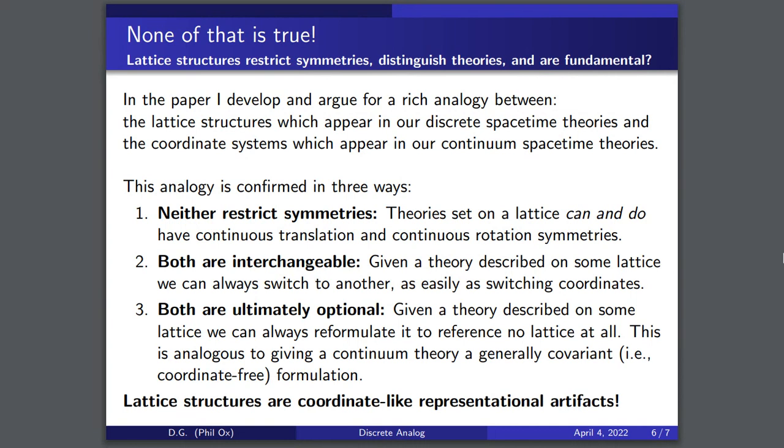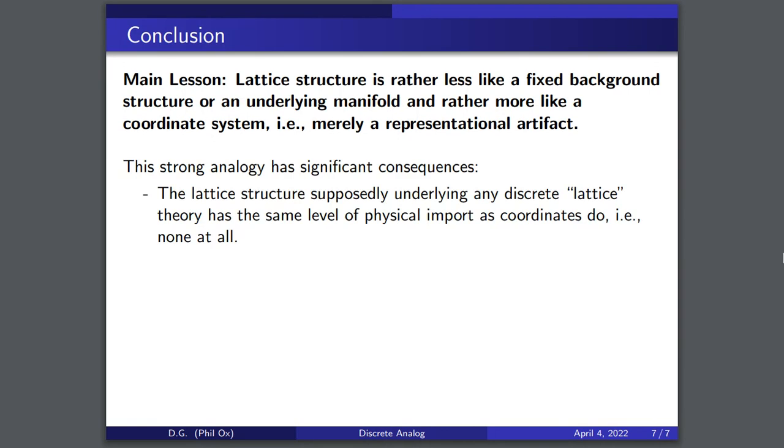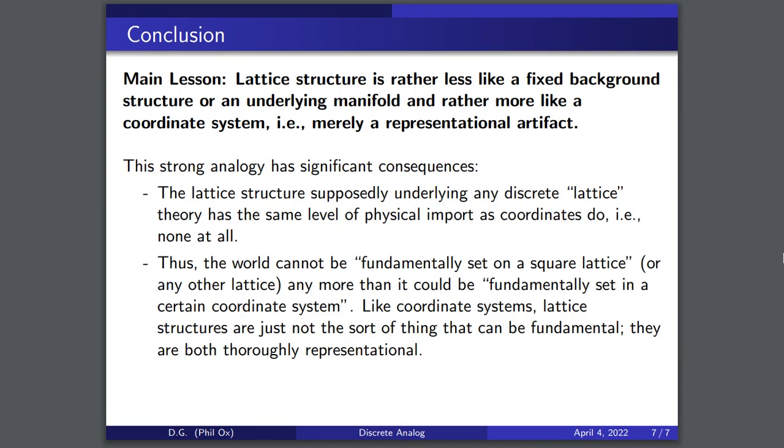Right. Ultimately, the goal of the paper is to show that lattice structures are coordinate-like representational artifacts. Right. In fact, that is the main lesson of the paper. Lattice structures are rather less like a fixed background structure or an underlying manifold, and they're rather more like a coordinate system, which is to say they're merely a representational artifact. Right. And this analogy has very significant consequences if taken seriously. The lattice structure supposedly underlying any discrete lattice theory ultimately has the same level of physical import as coordinates do, which is to say none at all.